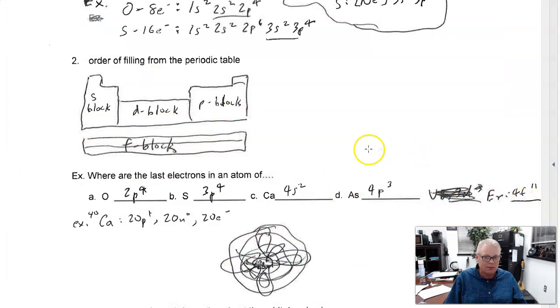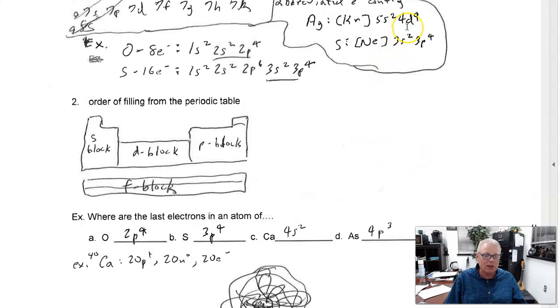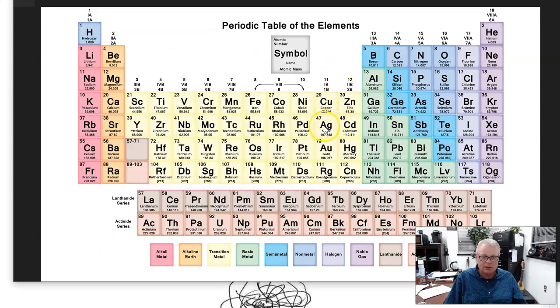4f11. Okay? Hey, we did silver, didn't we? Where did we end up on? 49? Let's check, see if that works. Here's silver. Remember, this is my 3D row. This is my 4D row. 1, 2, 3, 4, 5, 6, 7, 8, 9, 49. And that's where your outer electrons are found. And you got that simply by looking at the periodic table. Make sense?